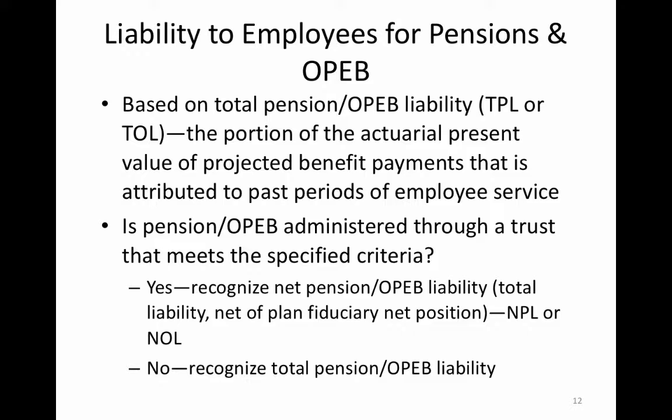But you begin with the total amount that is owed, and then depending upon whether a government is financing the benefits through a trust that meets the criteria that are established in the standards, meaning that the contributions are irrevocable and that they're protected from creditors, and that they're dedicated just to providing benefits to the members of the plan, if there are assets that are in a trust like that, then those are subtracted from the total liability, and you get the net liability, either the net pension liability, or NPL, or the net OPEB liability, or NOL, and that is what is recognized on the face of the financial statements.